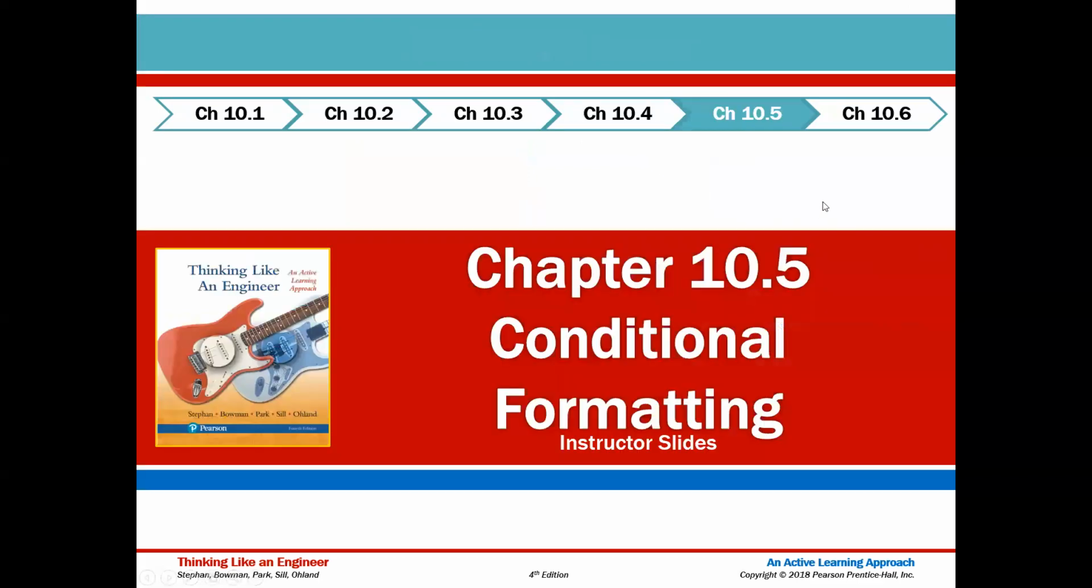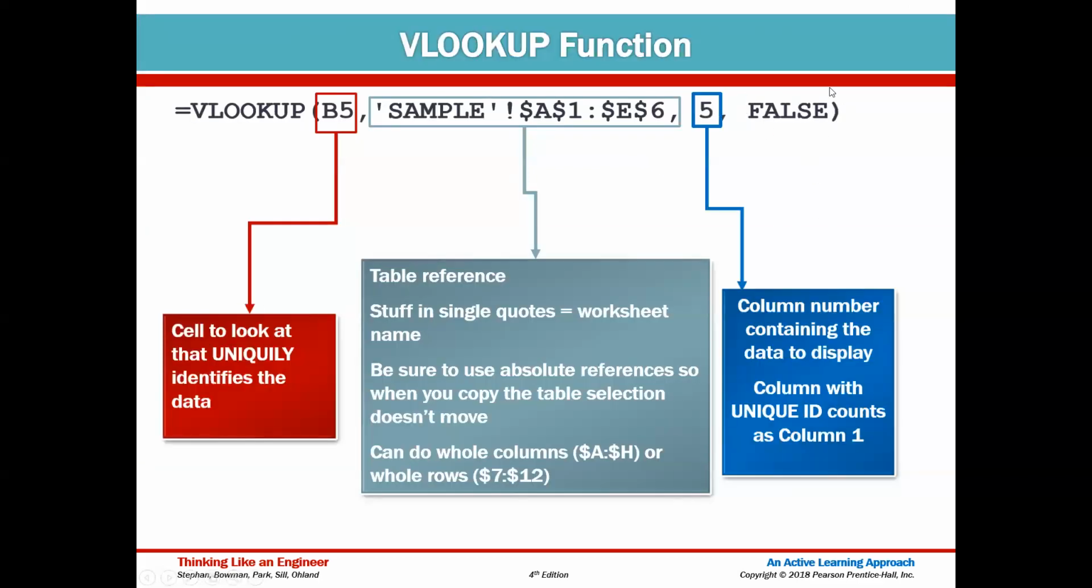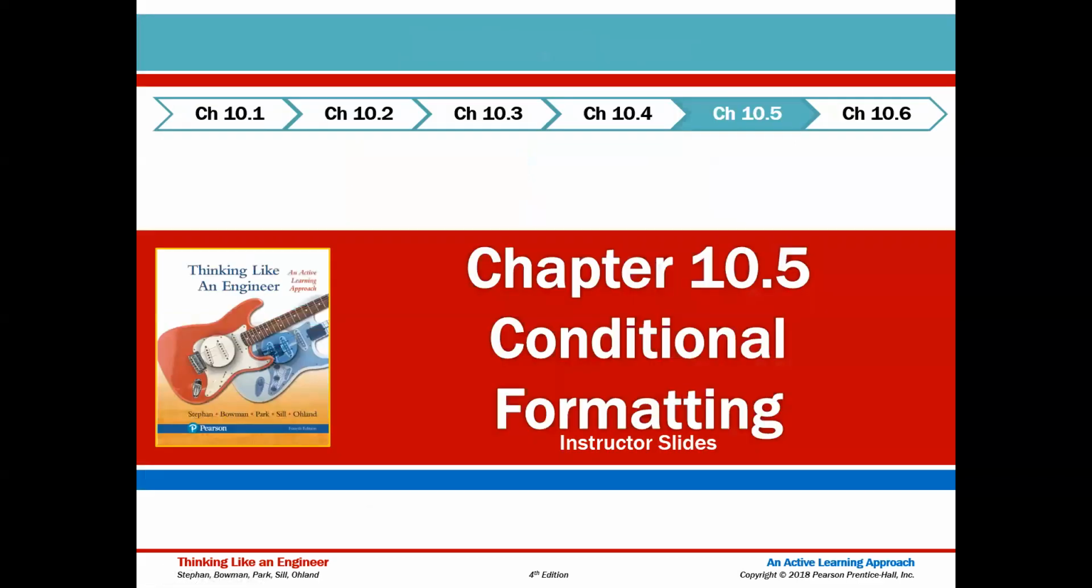And then lastly, we want this FALSE, and the FALSE just indicates that we want an exact match to what is located in cell B5. If we don't have that exact match, it is going to report out an error usually on your VLOOKUP statement.